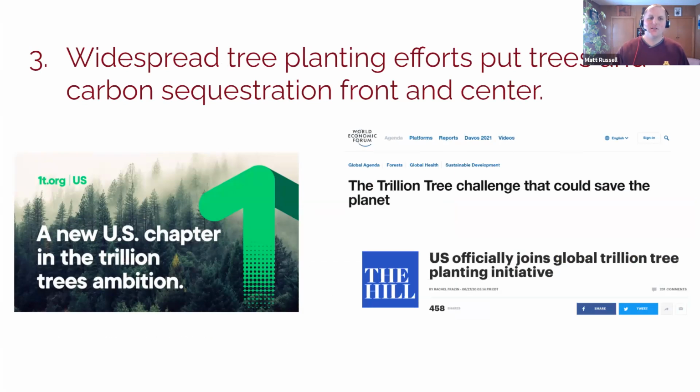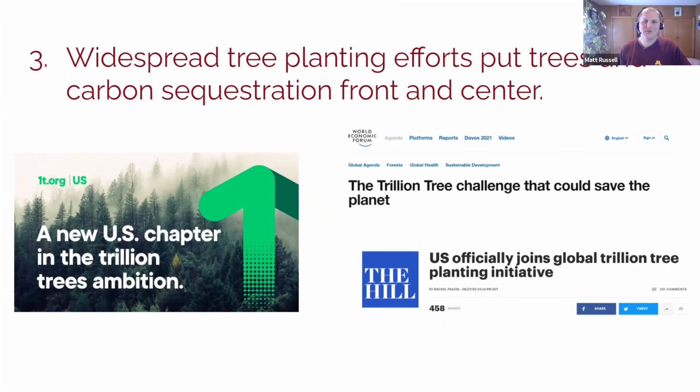I mentioned too, there's been a very widespread effort to let people know about the best ways to plant trees and why it's so good to plant trees. And so many of you maybe have heard of the Trillion Tree Initiative. The US has signed on to that. Many other countries have signed on. That's a great effort that tries to put the focus on planting trees for carbon sequestration.